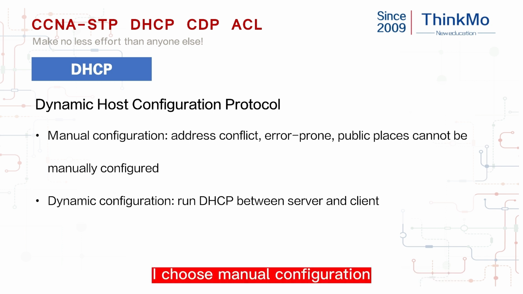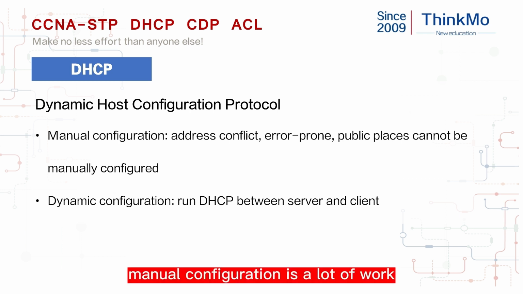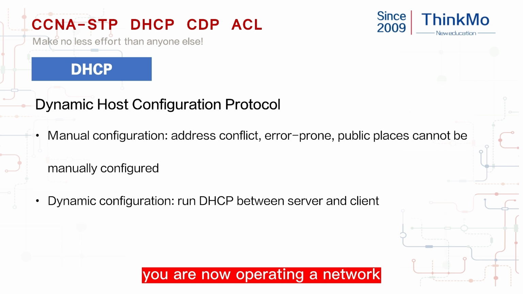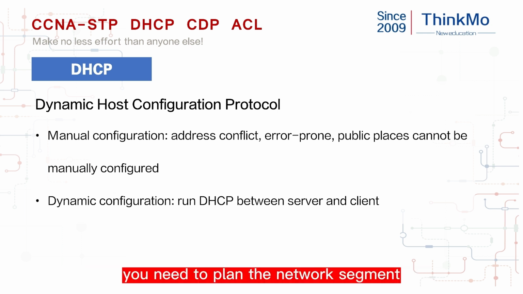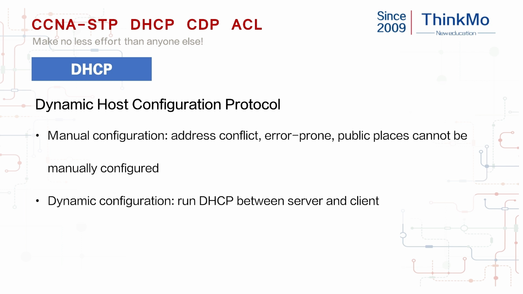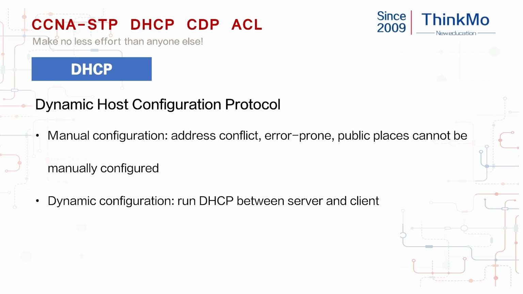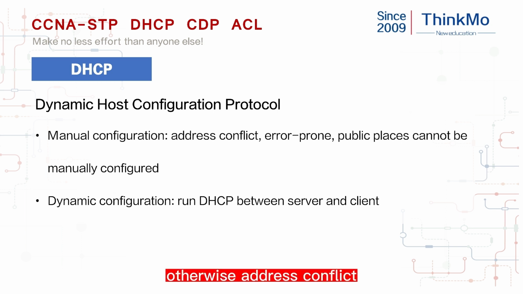I choose manual configuration. First of all, manual configuration is a lot of work. You can easily configure address conflicts. For example, you are now operating a network. There may be hundreds of devices in this network. You need to plan the network segment. You also have to remember who used each previously assigned address. You can't assign duplicates anymore. Otherwise, address conflict. It's easy to go wrong.